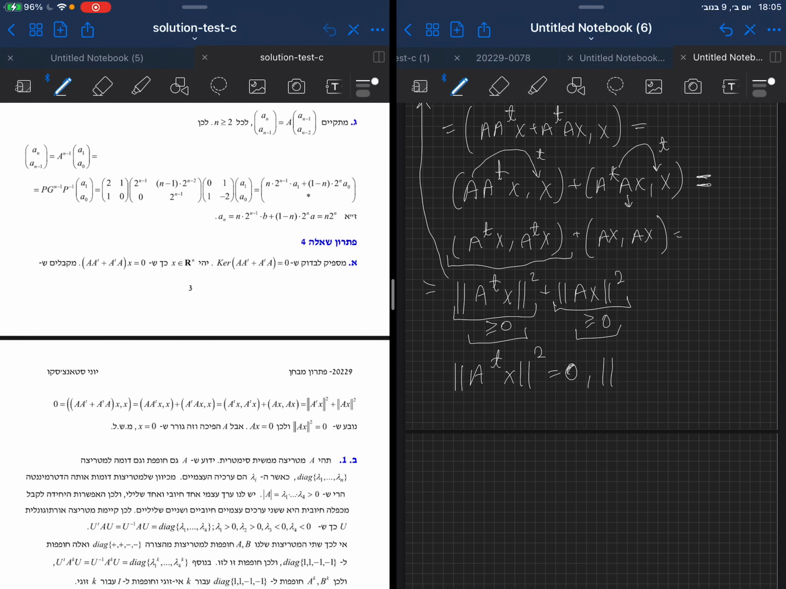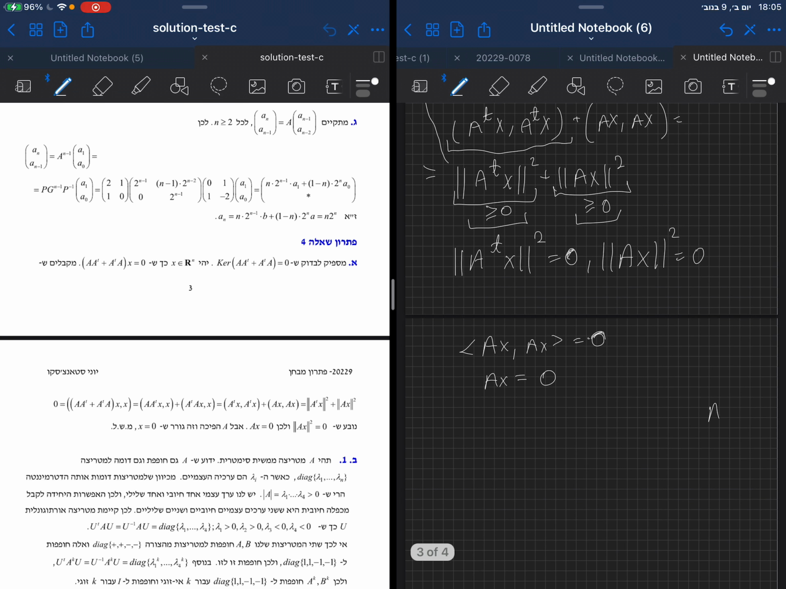Therefore, we conclude that both equal 0. But as we said, when an inner product of an object with itself equals exactly 0, the object itself is 0. So we can conclude that Ax equals 0. But we know something about the matrix A: A is invertible. Therefore, the only solution for this system with an invertible matrix is x equals 0.